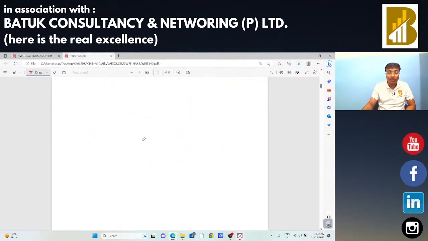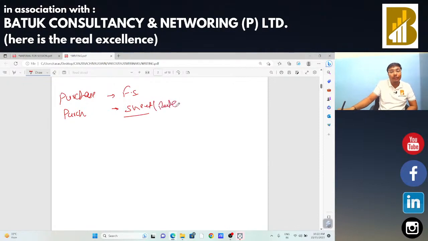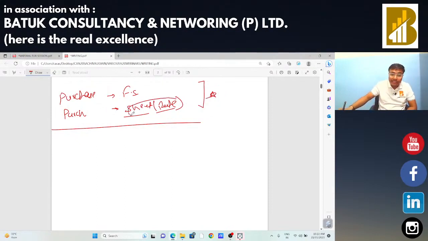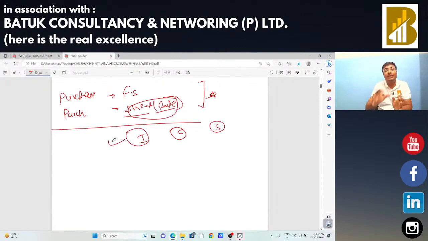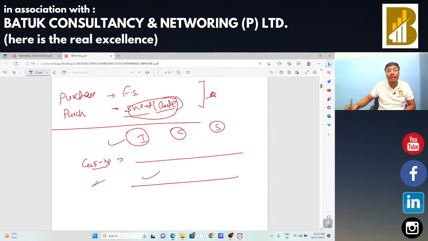In that particular case, your purchases from the financial statement and the purchases from the sheet generated from the software, that is the rate wise sheet, first we compare these purchases. If there is no difference, we take that rate wise sheet, and in the rate wise sheet we have the figures of CGST, SGST and IGST. We compare these CGST, SGST, IGST figures with the CGST, SGST, IGST figures of the GSTR 3B return. If there is no difference, everything is okay.